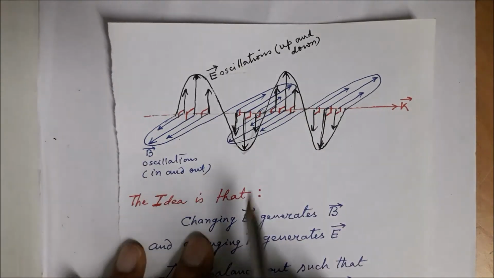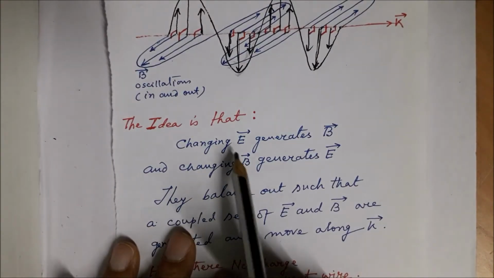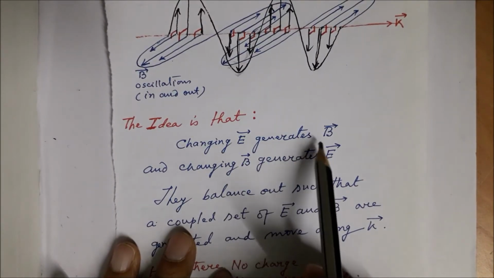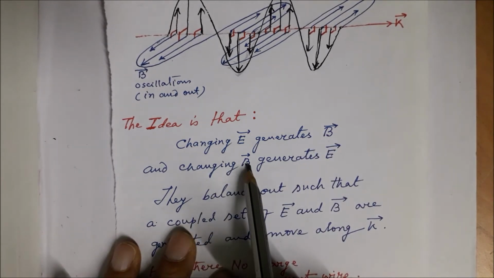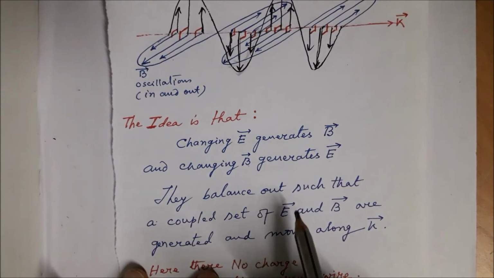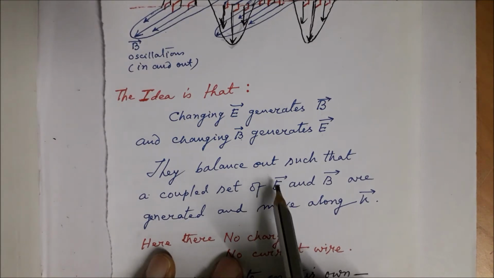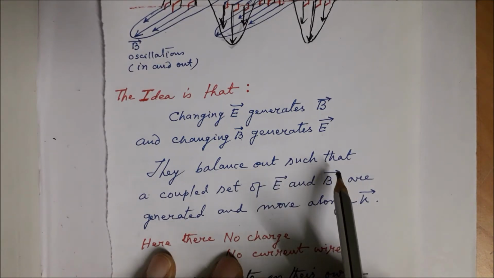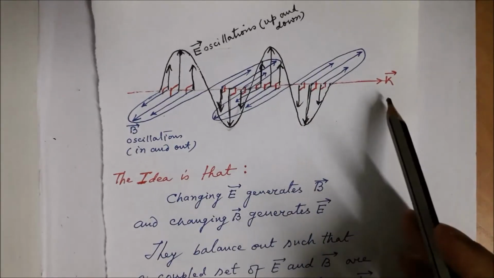Now the basic idea is as follows. Changing electric field generates a magnetic induction, and a changing magnetic induction generates an electric field, and they balance out in such a way that we have a coupled set of electric field and magnetic field that is moving along K cap.